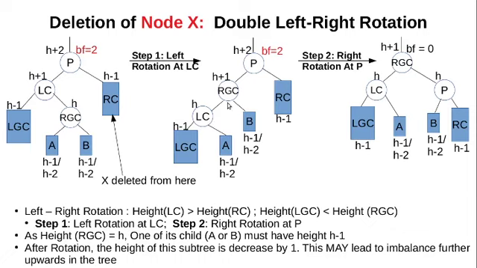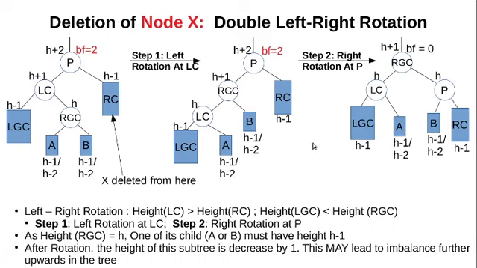The new children of RGC are LC and B. The height of LC is h and the height of B is h minus 1 or h minus 2. Hence, the height of RGC is h plus 1. The new children of P are RGC and RC. The height of RGC is h plus 1 and the height of RC is h minus 1. Hence, the height of P is h plus 2. As this is the intermediate stage of the two-step rotation process, the balance factor of nodes is immaterial.